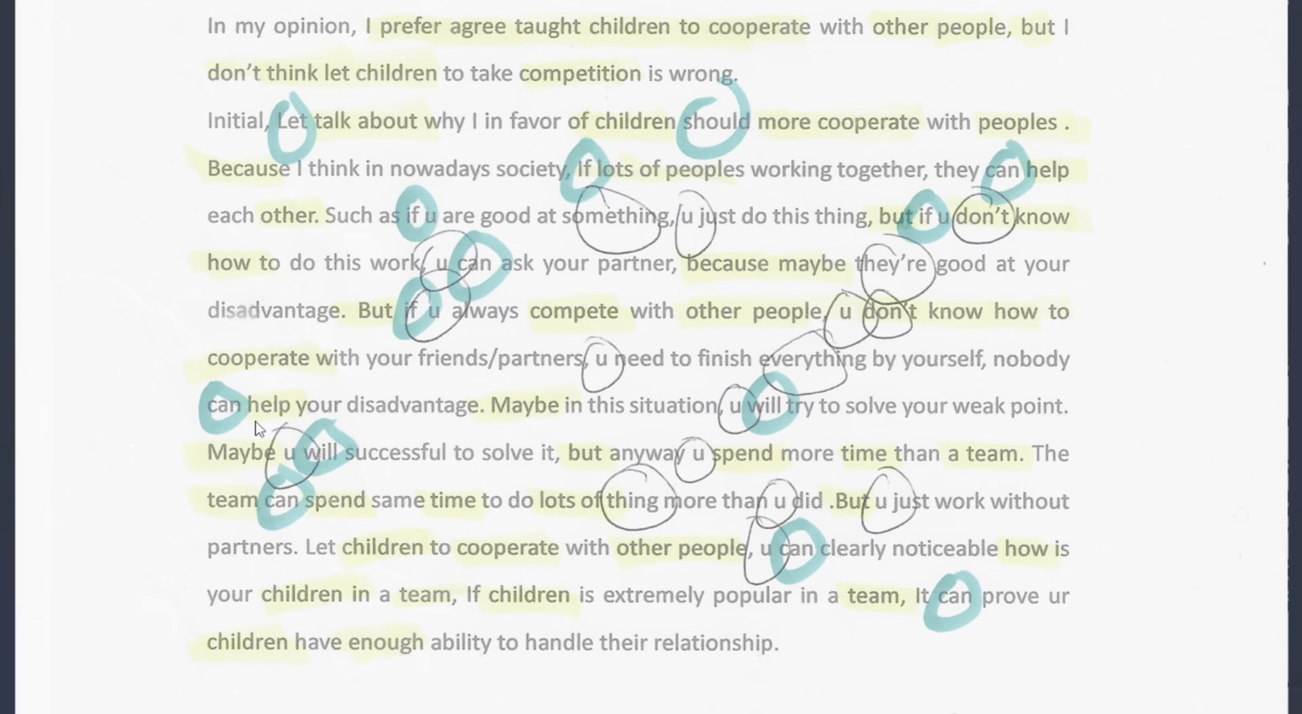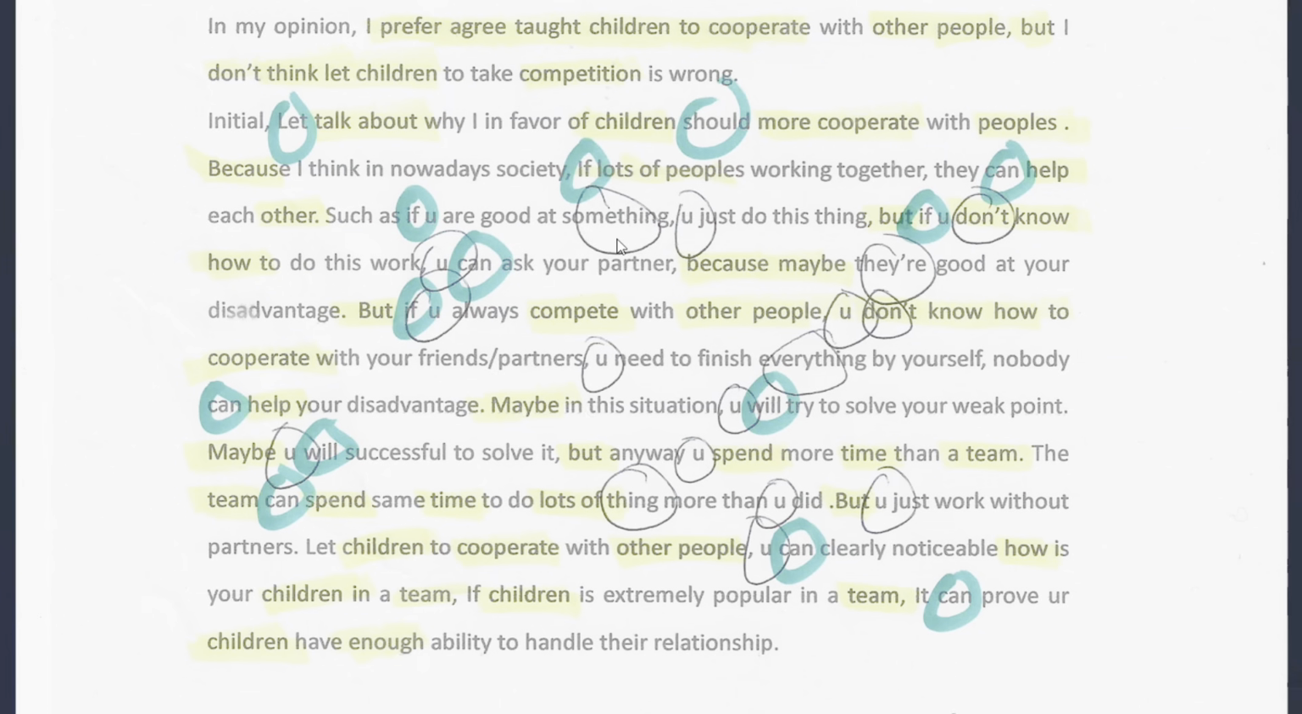Also, the green circles. What are the green circles here? Well, let's see. We've got if, so this means that it's repeated grammar. So they're not only using the same vocabulary, they're also using the same grammar over and over again in a small paragraph of an essay.